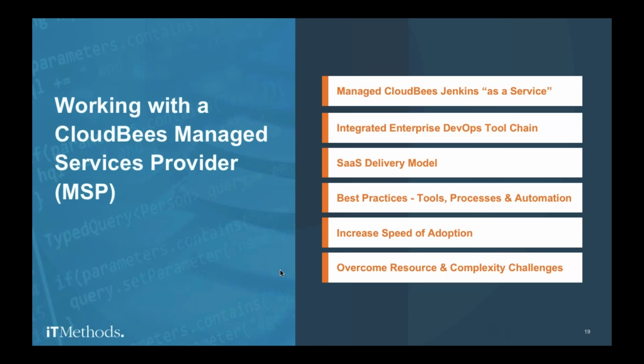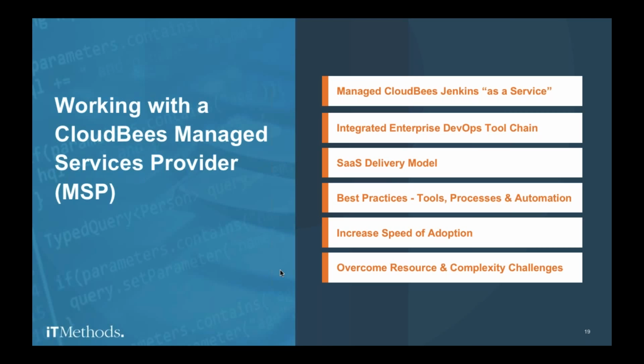So in closing, working with a CloudBees managed service provider, these are the things that, again, we're a customer-obsessed organization, and these are the things we've heard from our clients: they are moving to an as-a-service model. I don't think that's a surprise in 2017. They're looking for the integration of an enterprise tool chain. They're looking for SaaS first type models.